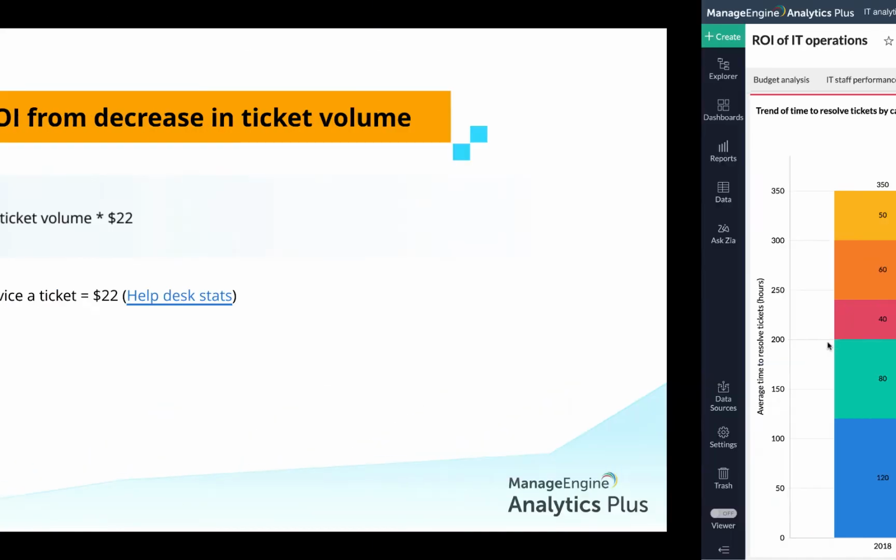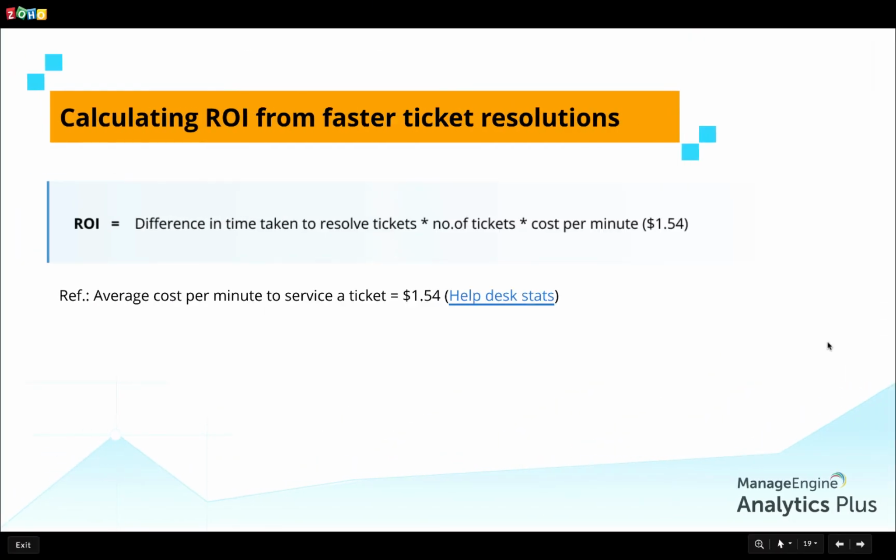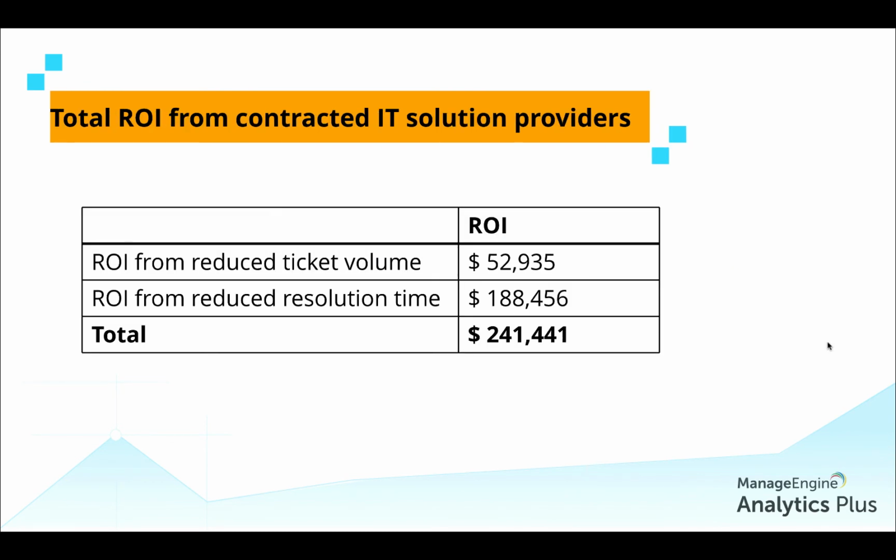According to the same stats that we used earlier, that is HDI stats, the cost per minute to service a ticket is about $1.54. So the cost saved can be calculated like this: difference in time taken to resolve tickets, multiplied by the number of tickets, again multiplied by the cost per minute. Now let's compile the savings from contracted IT service providers into a table. From this table, it's clear that contracted IT service providers contribute about $241,000 in terms of return on investment.